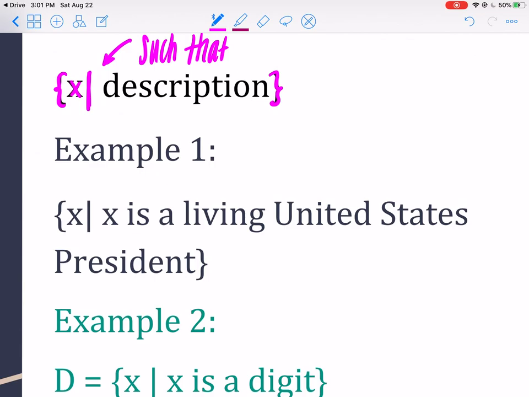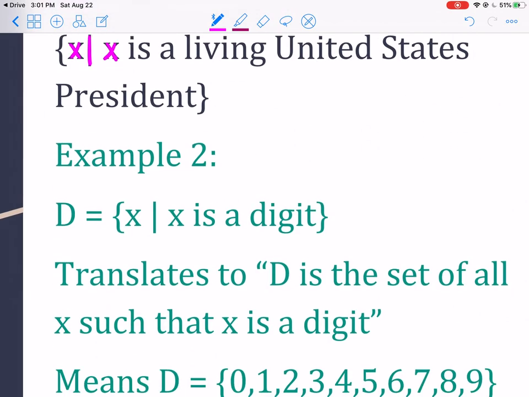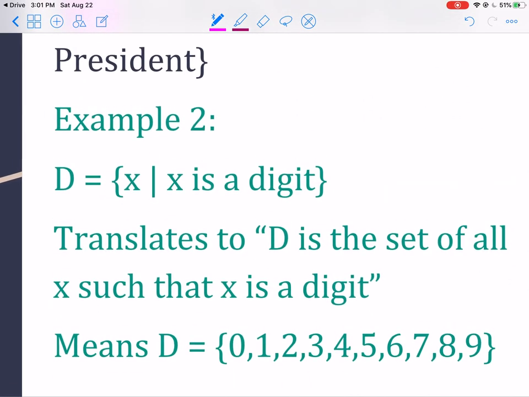So here's an example without math. The set of all x such that x is a living United States president, okay, that could be one set. Here's another example, the set of all x such that x is a digit. So a digit would be 0, 1, 2, 3, 4, 5, 6, 7, 8, and 9, the digits that you can count on your hand or your fingers.